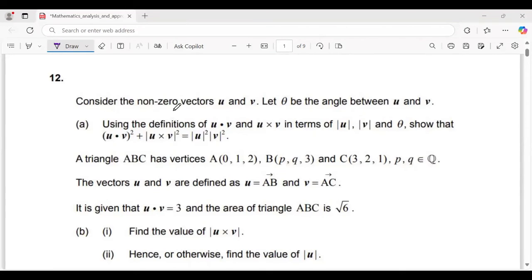Consider the non-zero vectors u and v. Let theta be the angle between u and v. A, using the definitions of u dot v and u cross v in terms of modulus u, modulus v, and theta, show that u dot v squared plus modulus u cross v squared equals modulus u squared modulus v squared. Okay.